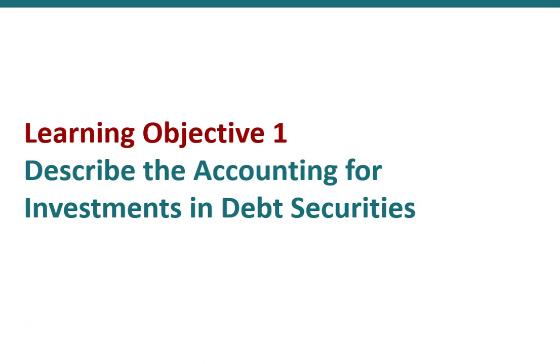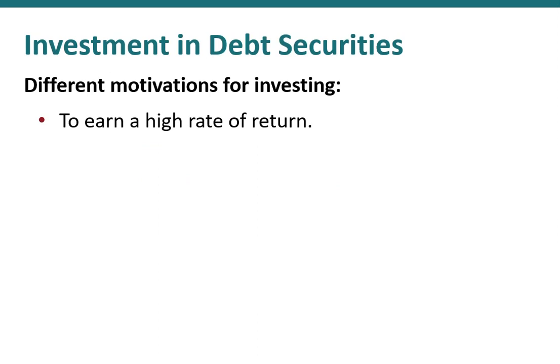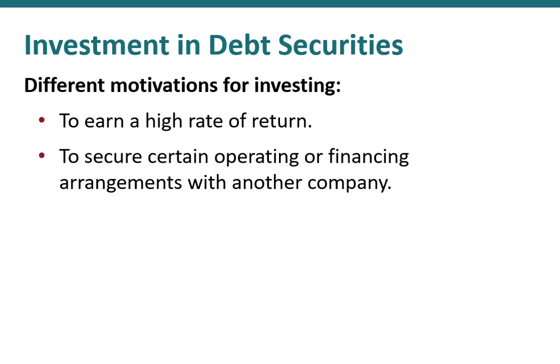In this video, we describe the accounting for investments in debt security. Firms have different motivations for investing in debt securities. Primarily, it's to earn a higher rate of return, and then also often to secure operating or financing arrangements with another company. For instance, Boeing will extend financing to suppliers as well as customers.